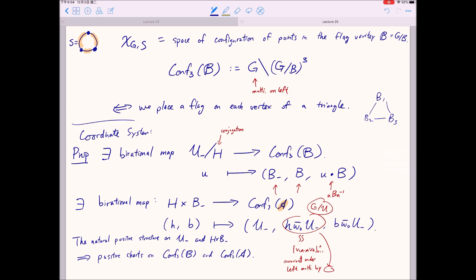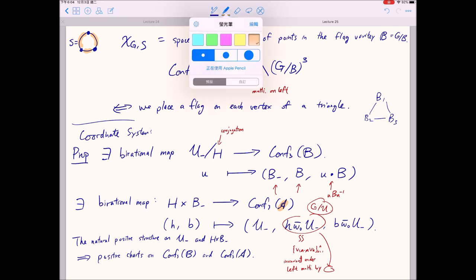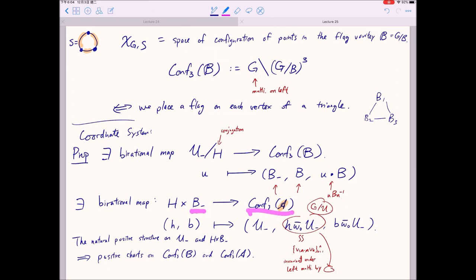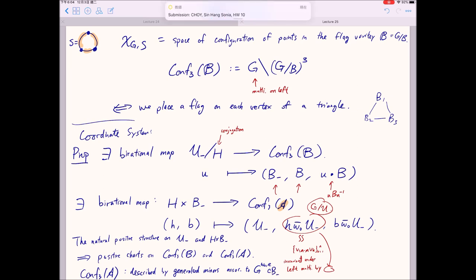And in particular, we can now restrict to the configuration A case because we have an explicit description of the B minus. The big open cell of B minus is really the double Bruhat cell G of w0, e. So the configuration of A actually is described by the generalized minors associated to this double Bruhat cell G of w0 dot e, sitting inside the lower Borel subgroup. So for now, we will focus on the A side, because then we can utilize the previous lectures on double Bruhat cells to describe the coordinate system.